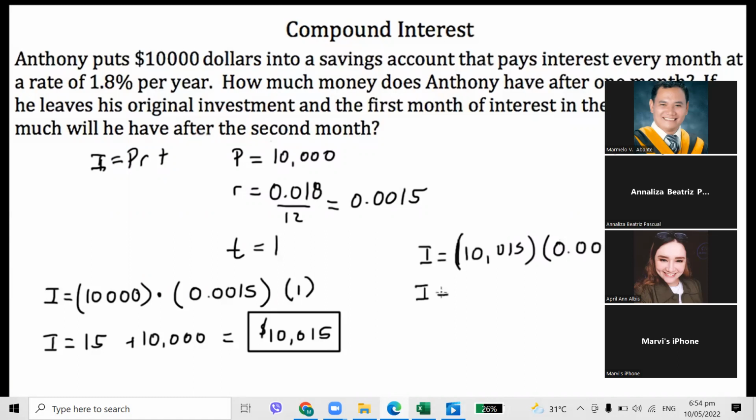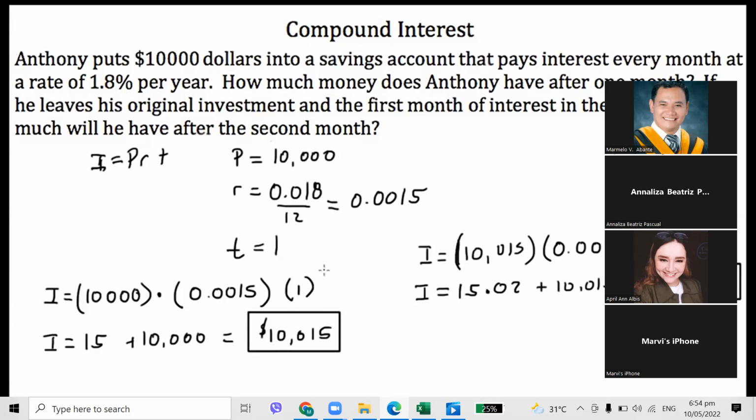And in the second month, we're going to earn $15.02. So the total amount of money Anthony has after the second month, well, we add 10,015 to that, and we'll have $10,030.02.